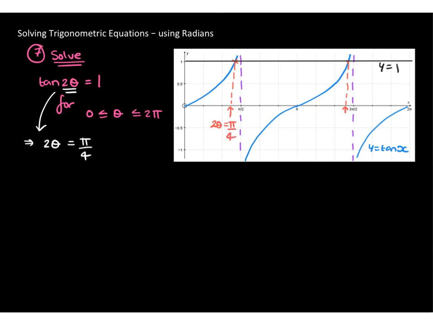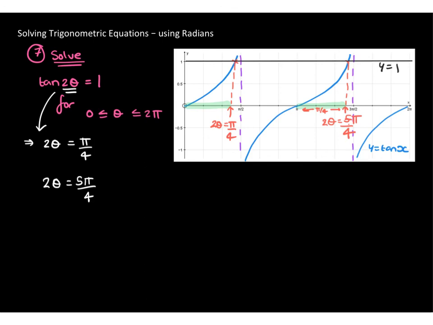Now, let's use the symmetry of the graph to help us again. This gap here is the same as this gap here, so that second red arrow is pointing to something which is pi plus a gap of pi by 4 across here. So this value here is 5 pi by 4. It's equal to 2 theta, not to theta. So I have 2 theta equals pi by 4, and I have 2 theta equals 5 pi by 4. I will divide through by 2 later on to find the values of theta.